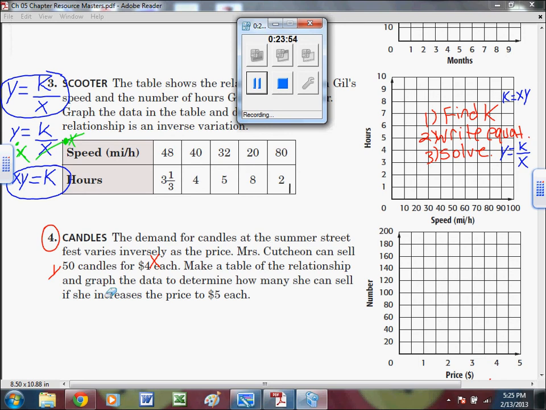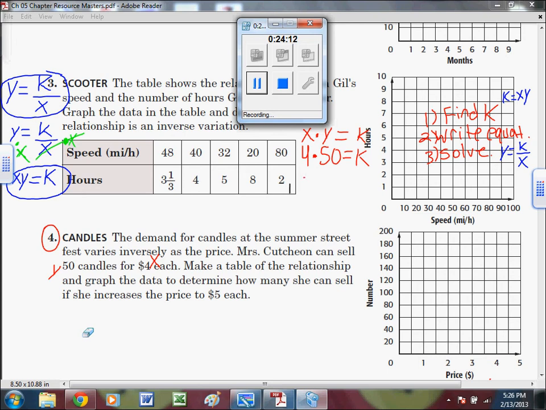Because of that, that's X. She chose that. The number of candles she sells is a result of the price, so that's going to be the output, or the dependent variable, or the Y. So now X times Y, so 4 times 50, is going to give us K.